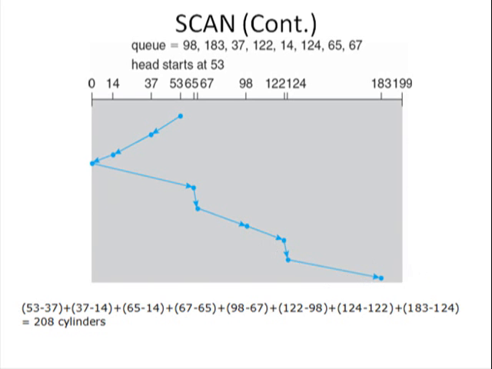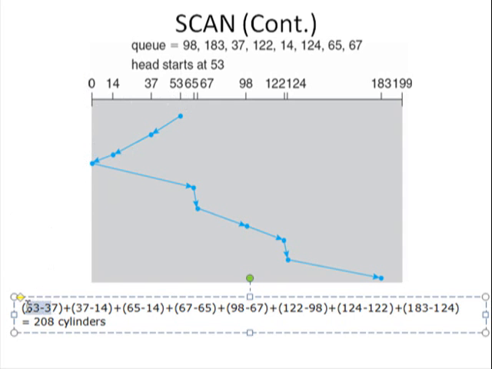Again, we need to calculate the total head movement in terms of cylinders. Since it is moving in this direction, the first movement will be from 53 to 37. So 53 minus 37 will give the head movement in that scenario. Then it will move to 14, so 37 minus 14. Then it will move from 14 to 0.